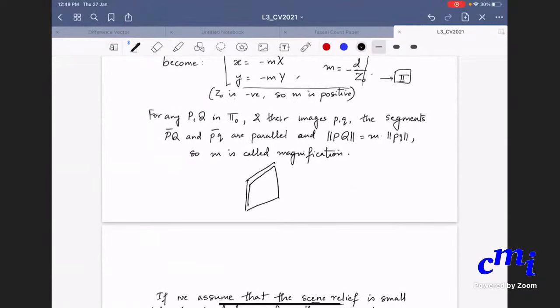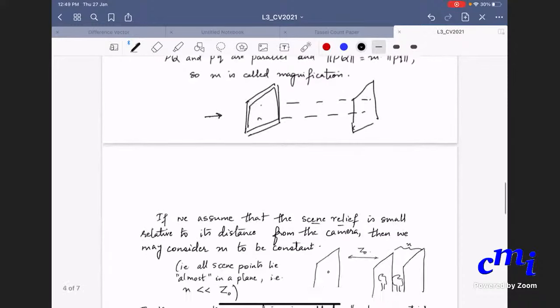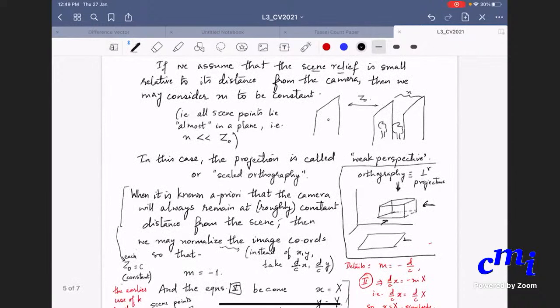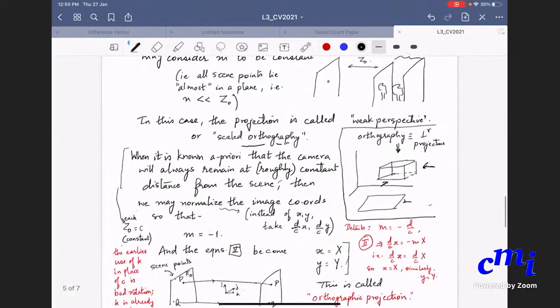So your scene is here, and your virtual image plane is here, and you're thinking how, if the ray of light is coming from this side, the objects are going to be projected on this plane. It's just a way of saying that this weak perspective is like the orthography that you might have seen in engineering drawing. So these are just words that you will see, so I'm mentioning them all.